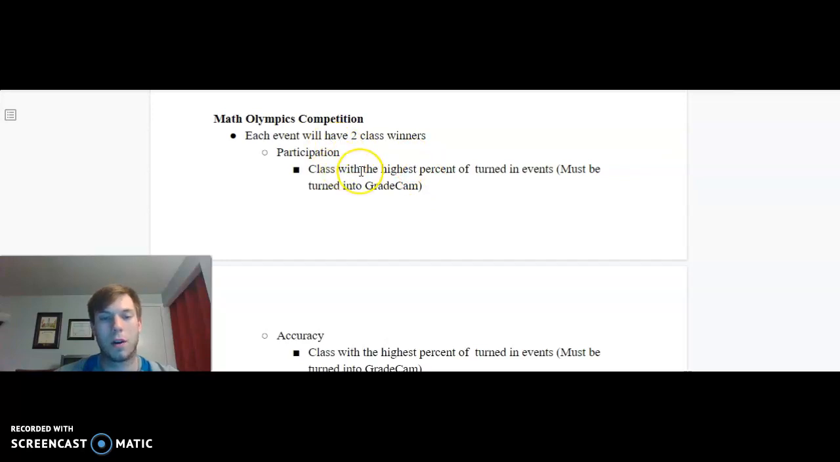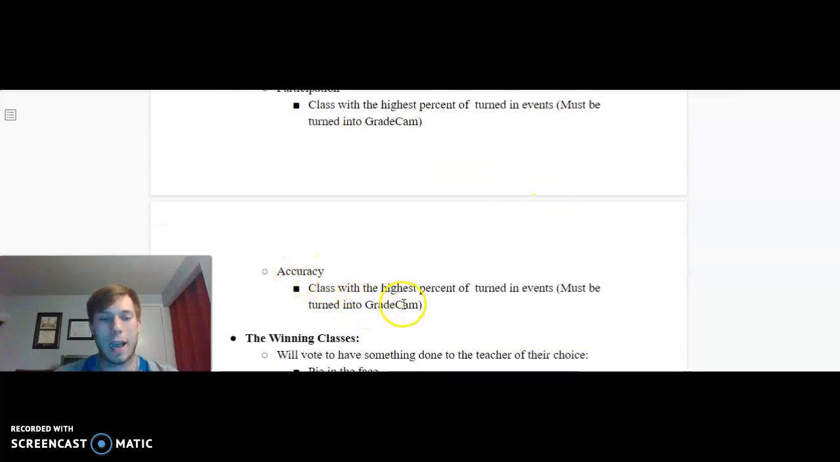The winners will be based off of participation. The class with the highest percent of events turned in to GradeCam before the deadline will be a winner, as well as accuracy. So another class that has the highest percentage overall of answers correct, just normal, like the highest score, would also be a winner. So we'll have participation and accuracy.